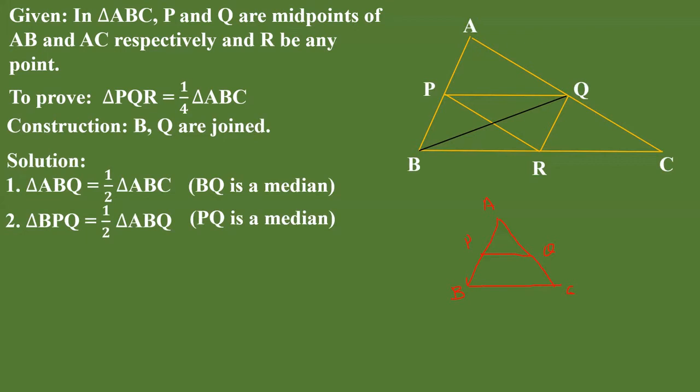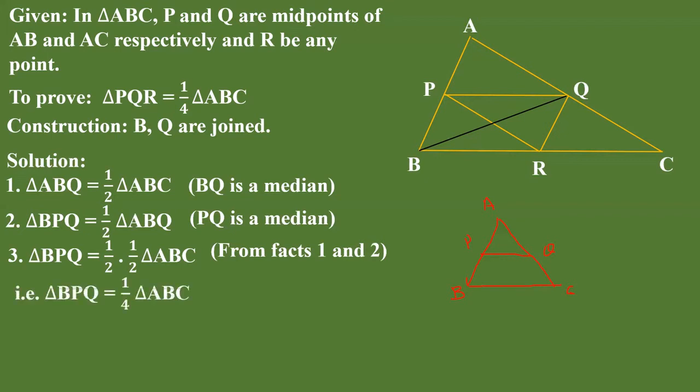Now, we can replace the value of triangle ABQ from fact 1. So we can say BPQ equals 1/2, and triangle ABQ is half of ABC. So I'm replacing this one: 1/2 and 1/2 triangle ABC. The reason is from facts 1 and 2. Just compare 1 and 2, we can replace it, right? Now, we can say that BPQ equals 1/4 triangle ABC.